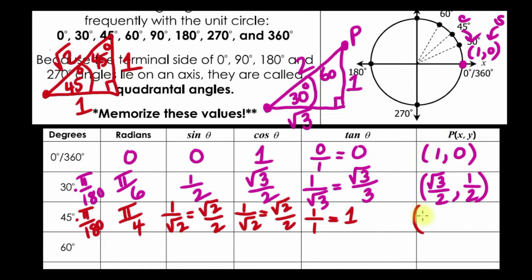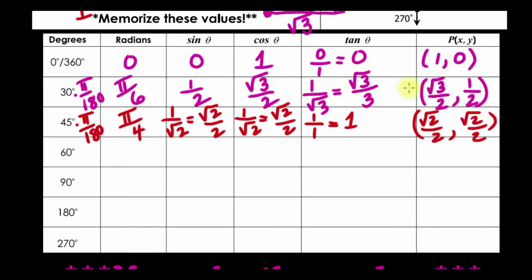Okay, so here your cosine is going to be root 2 over 2, and then your sine is also root 2 over 2. This is your point P. Okay, so what is 60 degrees in terms of radians? Well, if you multiply by pi over 180, you are going to get pi over 3. So this is pi over 3.